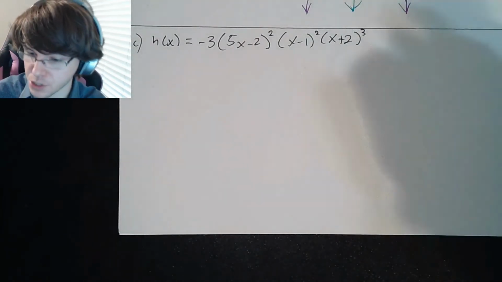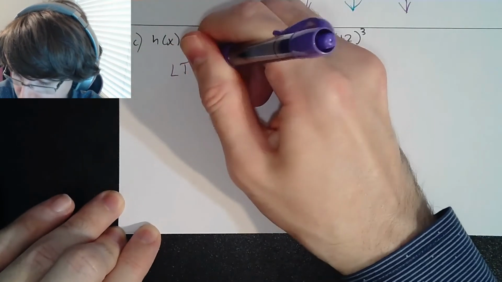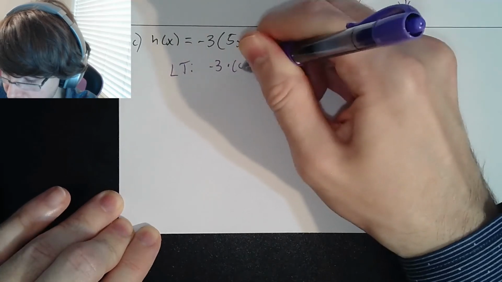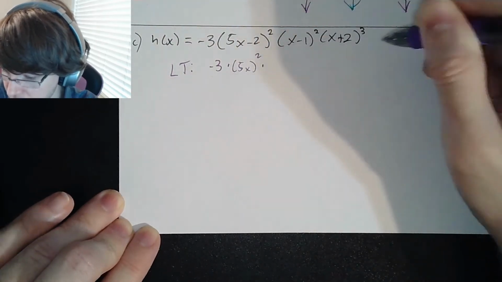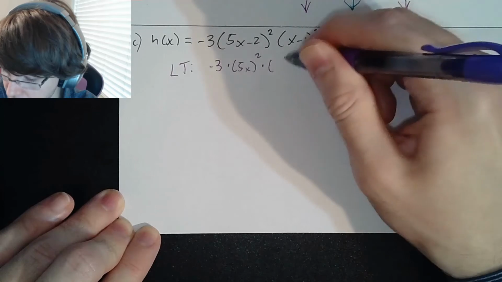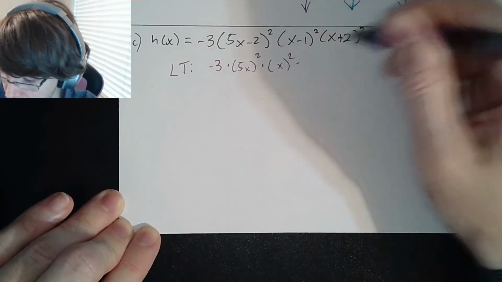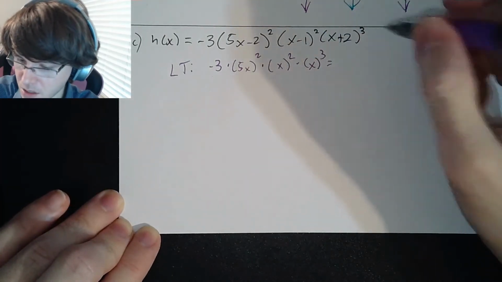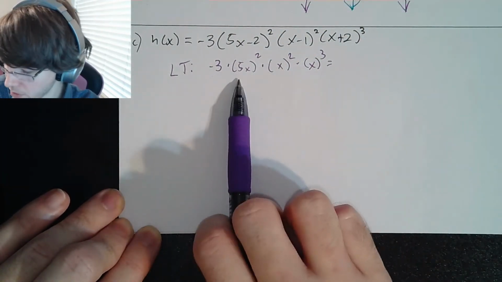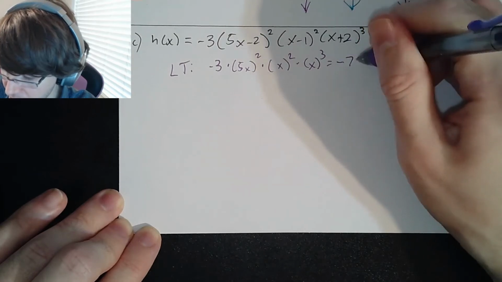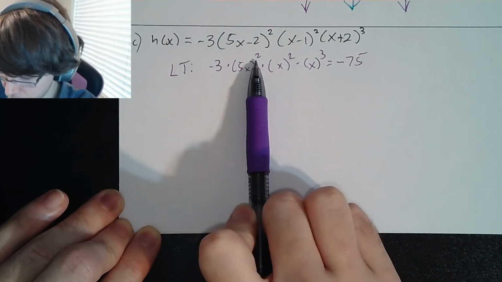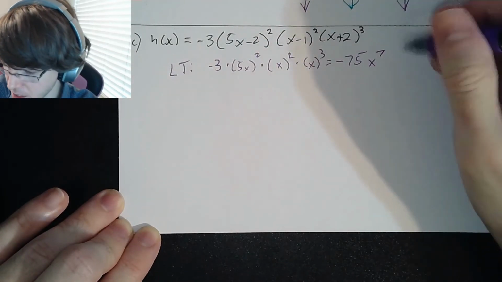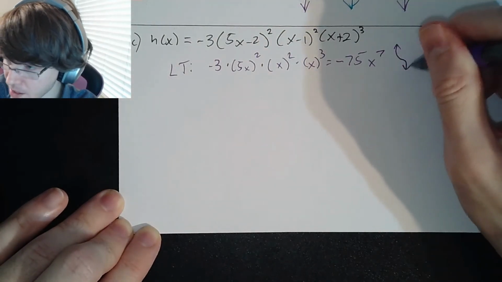Let's do this very last question. So our leading term is going to be -3 multiplied by 5x squared multiplied by x squared multiplied by x cubed. So that's going to end up being, well, this guy's a 25, so it'll be -75. And then we have 1, 2, 3, 4, 5, 6, 7. X to the 7th. So that's going to be like this.